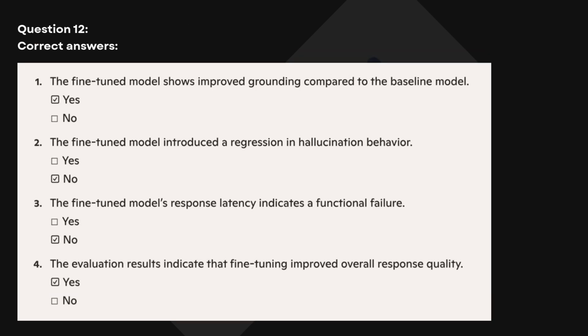Correct answers are as follows. Here's why. Statement 1. Yes. Groundedness improved from 0.82 to 0.91, indicating better grounding in responses. Statement 2. No. Hallucination rate decreased from 0.06 to 0.05, meaning hallucinations improved rather than regressed. Statement 3. No. Response latency increased slightly from 420 milliseconds to 430 milliseconds, which is not significant enough to indicate a functional failure. Statement 4. Yes. Overall metrics improved in groundedness, relevance, and hallucination rate, indicating better overall response quality despite a minor latency increase.